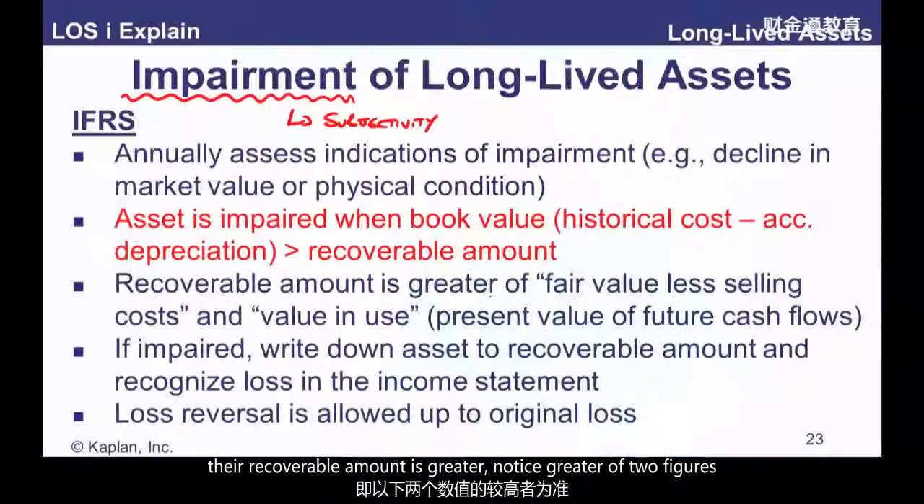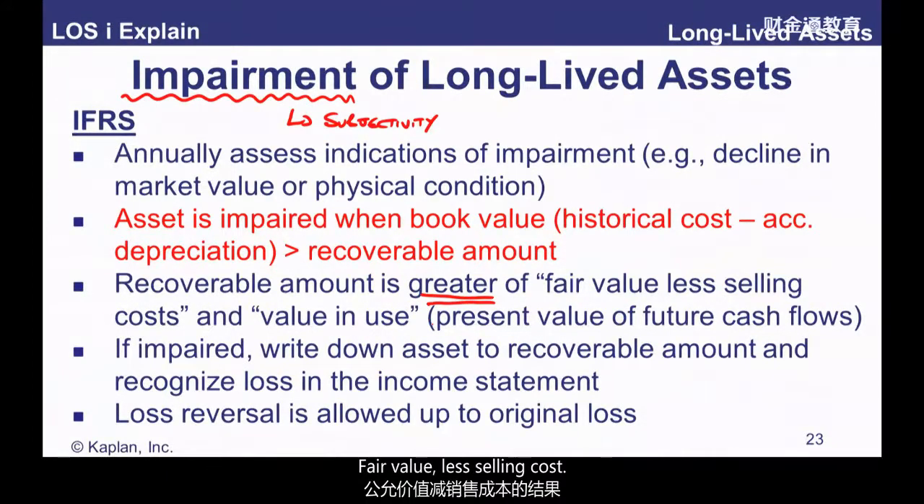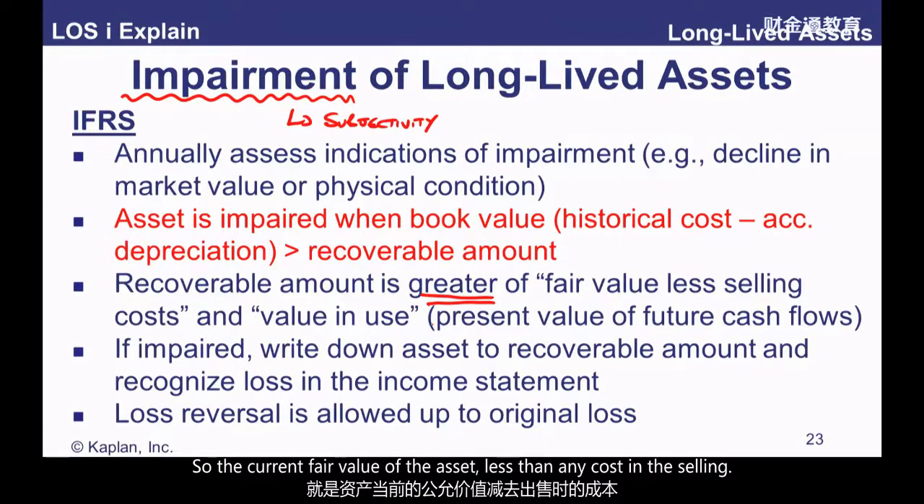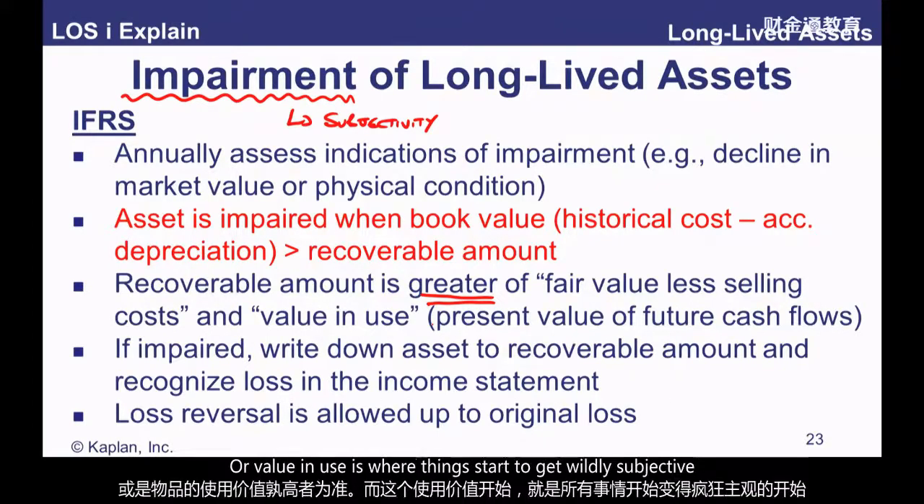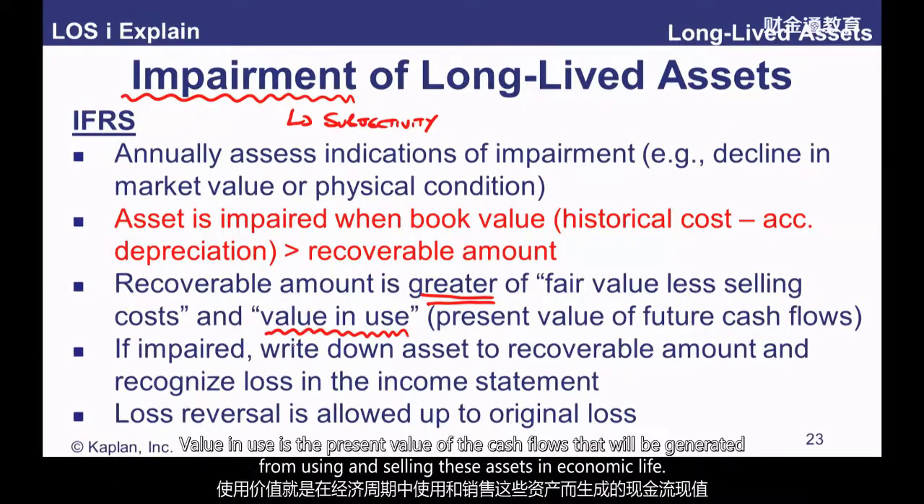So recoverable amount is the greater, notice greater, of two figures. Fair value less selling costs, so the current fair value of the asset less any costs to sell it, or value in use. Now this is where things start to get wildly subjective. Value in use is the present value of the cash flows that would be generated from using and selling this asset at the end of its useful economic life.